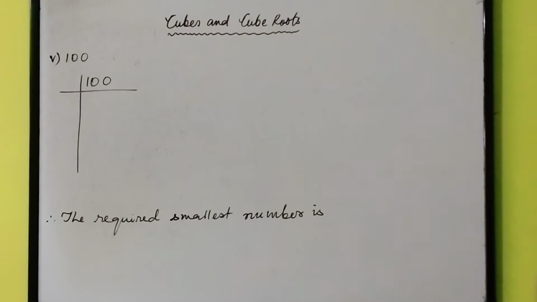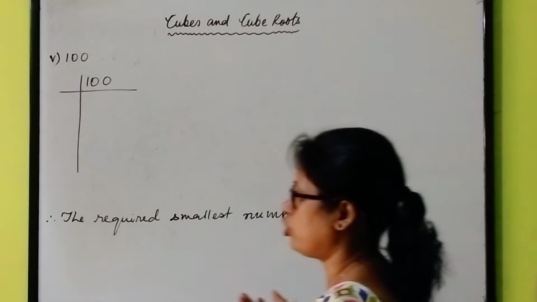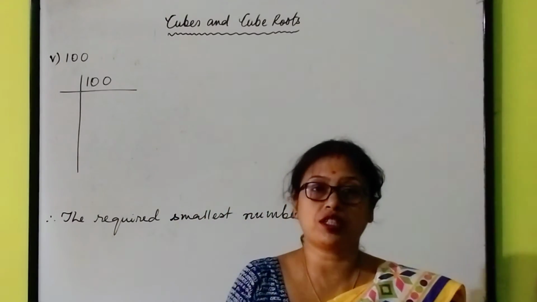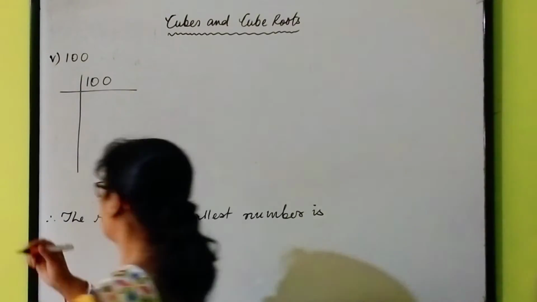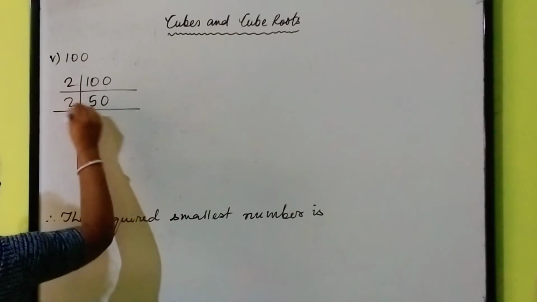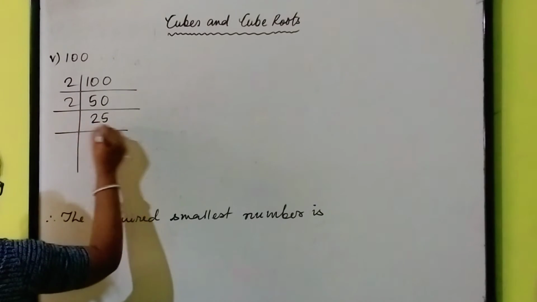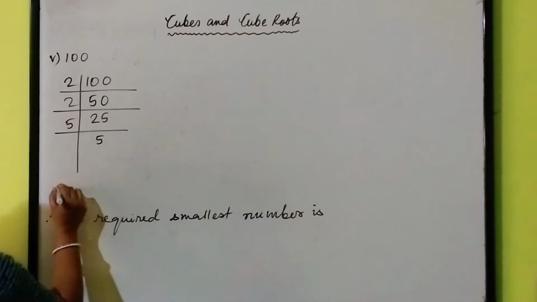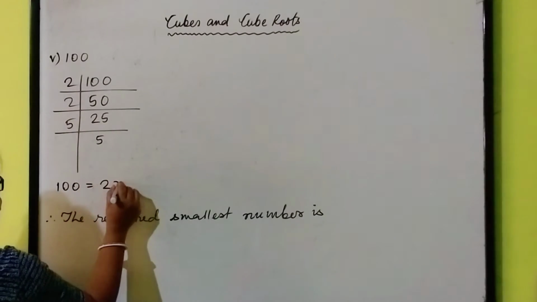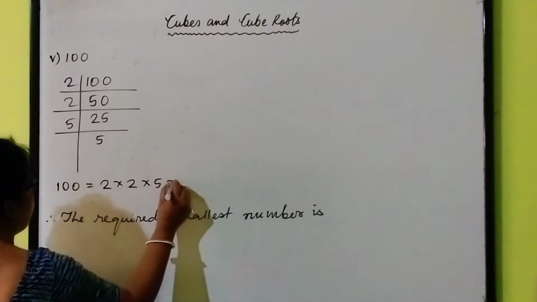Now see, question number 5. Same question number 5. Here also you have to find out the smallest number by which 100 must be multiplied to make it a perfect cube. So 2, that means here 50. Then 2, 25. Then 5, 5. What are the factors, my dear students? 100 is equal to 2 into 2 into 5 into 5.